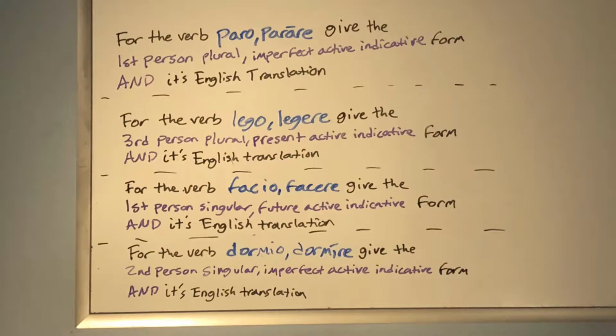For the verb paro, parare, give the first person plural imperfect active indicative form and its English translation. So, first person, the first part tells you the person that they want your form to be in. Then they'll say plural or singular, so you know the number. And then it'll give you the tense. In this case, imperfect.